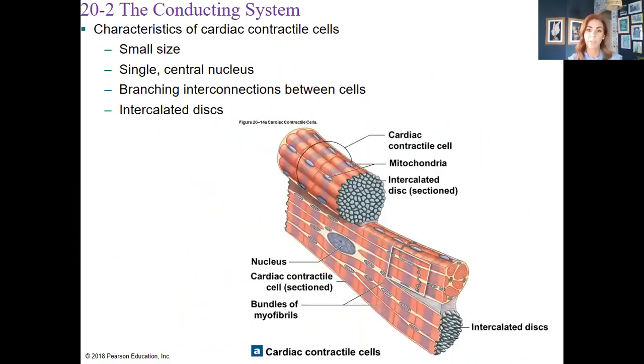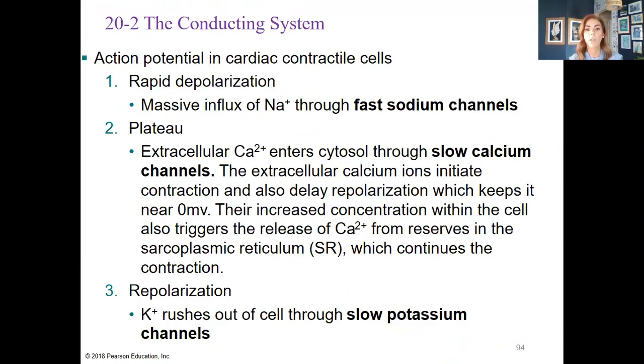So just to recap your brain and refresh your memory, remember this is what your cardiac contractile cell looks like. We've got that one single nucleus. We have those intercalated discs. And whenever we're looking at how the action potentials are going to work in this cell, it's going to be different from these things that you drew in yellow. So what's going to happen in the cardiac contractile cells is you're going to have a rapid depolarization, not a gradual depolarization, a rapid depolarization because of the influx of sodium through the fast sodium channels.